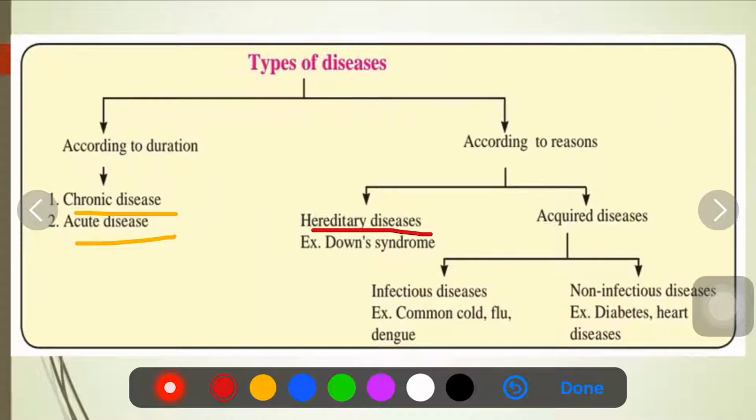Now, acquired disease means which begins at some point during one's lifetime. Now, acquired disease, again it is divided into infectious disease and non-infectious disease. Infectious disease is transferred from one person to another. It's carried by a pathogen and spread through bacteria, viruses, and other microorganisms.